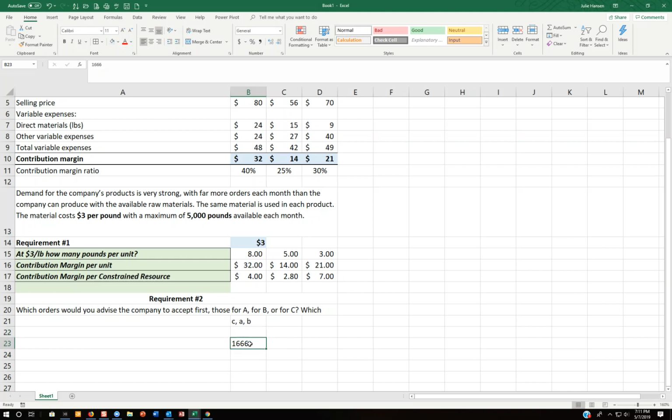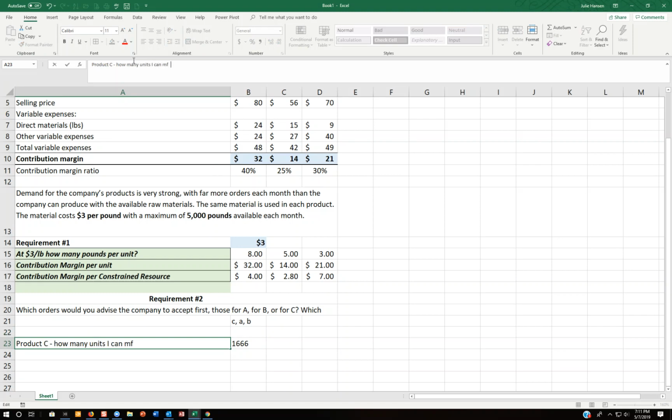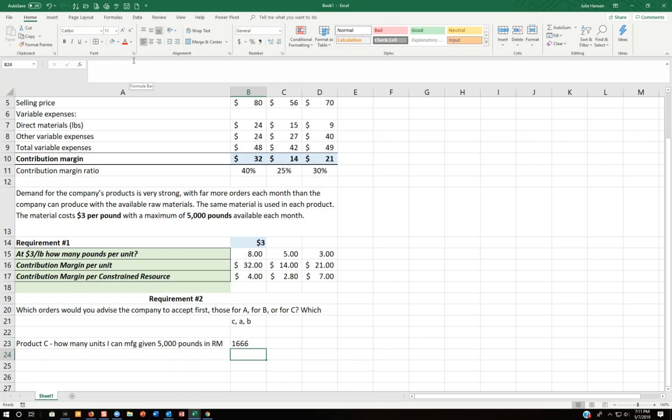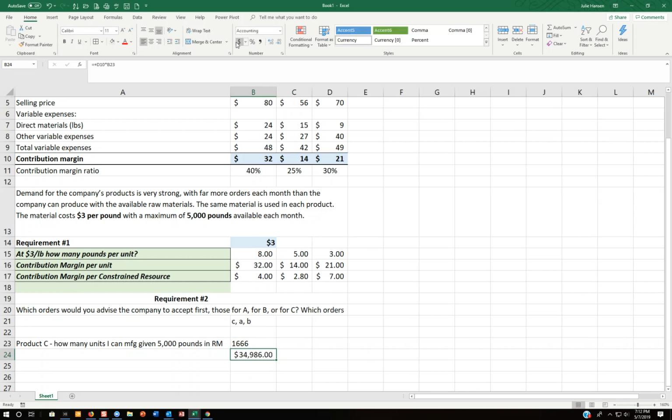So then what's my contribution margin? And this is product C. Why would you agree this is product C? That's how many units I can manufacture given my 5,000 pounds in raw material. Okay, 1,666. What's my contribution margin for product C? Well, it is $21. So if I take $21 and multiply that times how many products I can make, that would be the maximum contribution margin that I can make in this scenario. So I hope that helps.